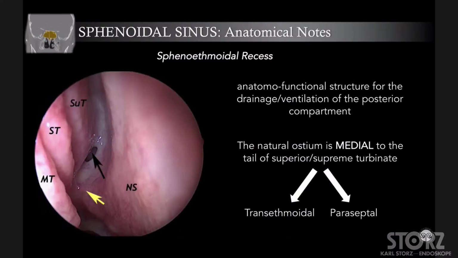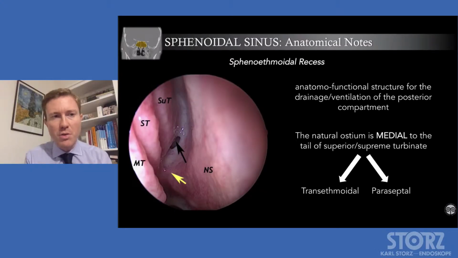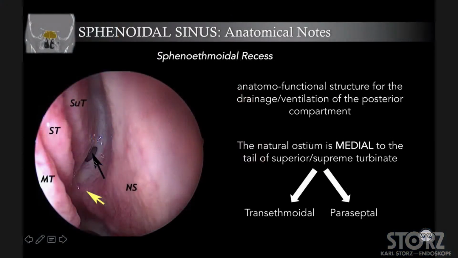So we have opened the maxillary sinus, we have completely cleaned the anterior and posterior ethmoid. Now it's time to move to the sphenoid sinus. You can see the sphenoid sinus just behind the tail of the superior turbinate. Sometimes the supreme turbinate is also present. And this is the natural ostium of the sphenoid sinus.